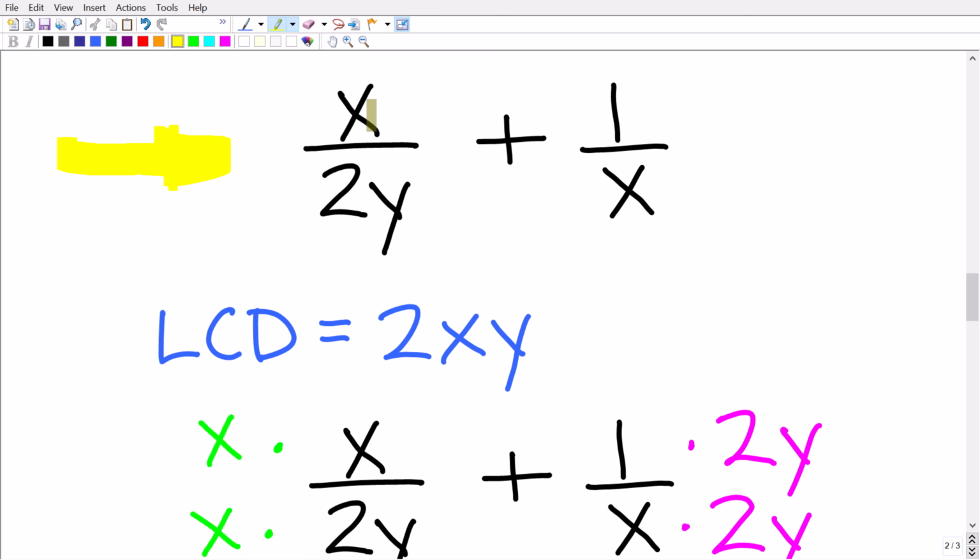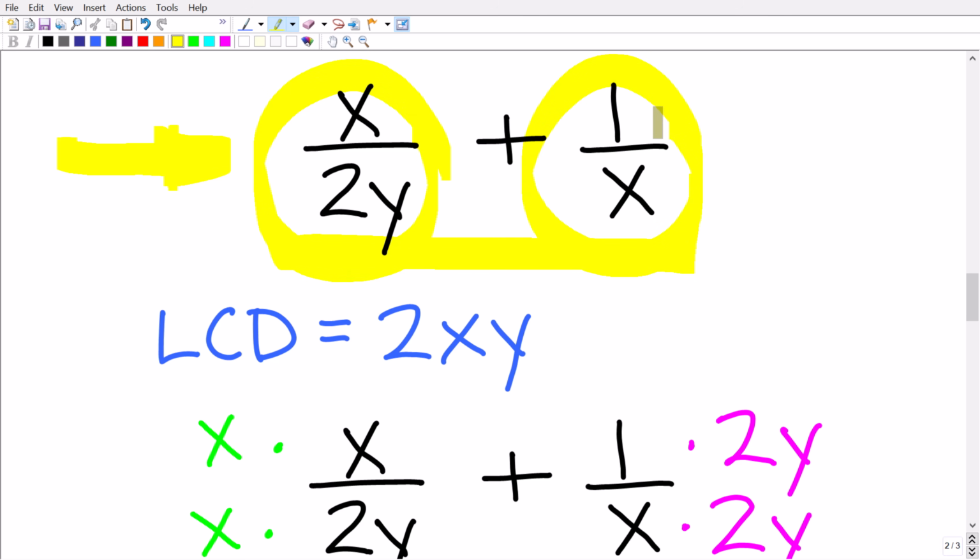All right, so let's take a look at our problem, and we're going to use the LCD method to solve it. So we have x over 2y plus 1 over x, and what we want to do here is add these fractions. Now, just a kind of technical thing here. When you have fractions with variables in algebra, we call these rational expressions. So if you want to look in your book, textbook, or math program on where this is taught, you want to look at a chapter or section called rational expressions, rational equations, etc.